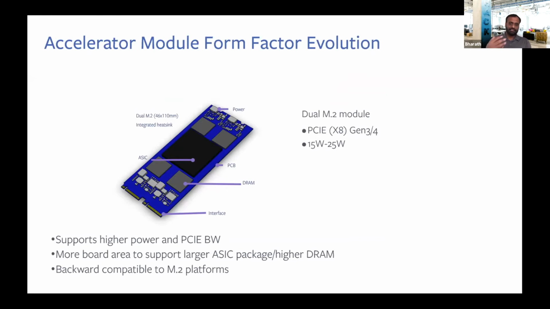So for instance, here we are showing a next gen module, which is a dual M.2 module, which leverages what I showed in the prior slide, but it increases both the PCIe bandwidth into the server host, as well as increases the thermal envelope of the accelerator up to 25 watts. And this enables us to run more complex models on these ASICs.